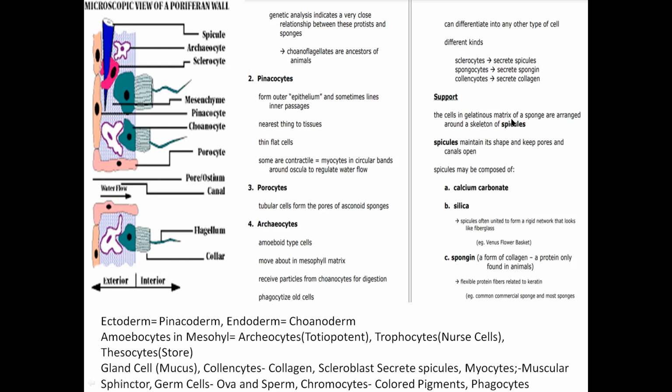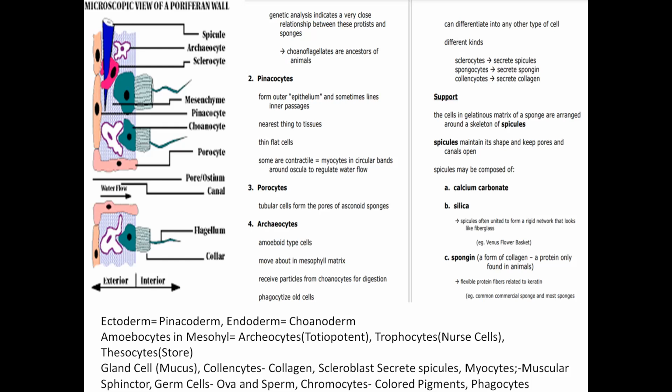Support. The cells in the gelatinous matrix of the sponge are around the skeleton of spicules. Spicules maintain its shape and keep the pores and canals open. Spicules, on the basis of composition, are of two types. They are either calcareous or siliceous. The calcareous spicules are made up of calcium carbonate and the siliceous spicules are made up of silica.